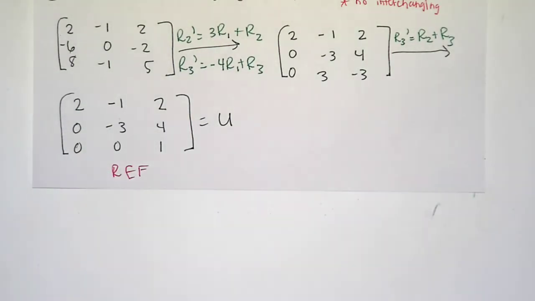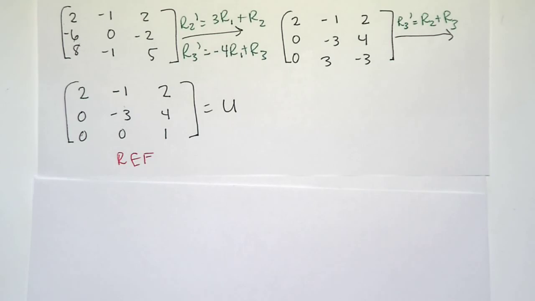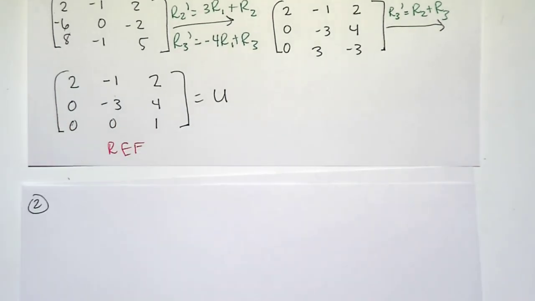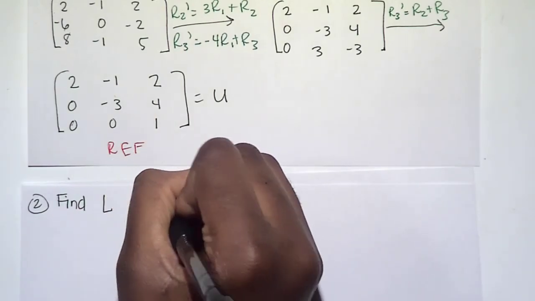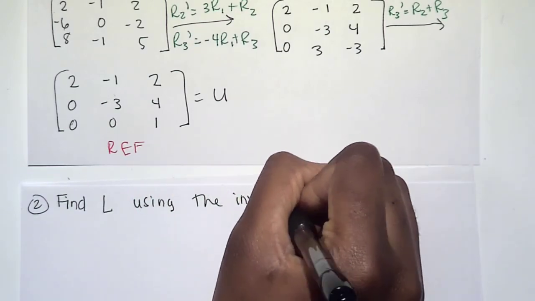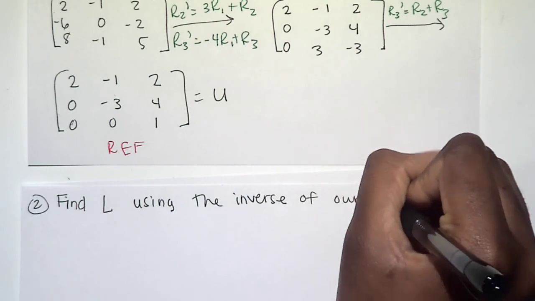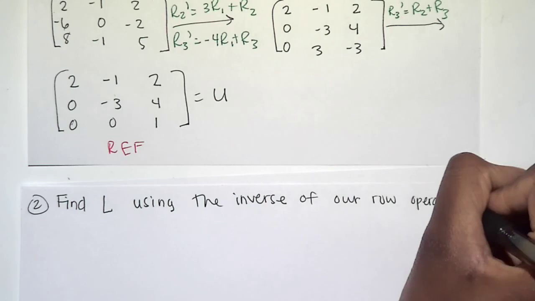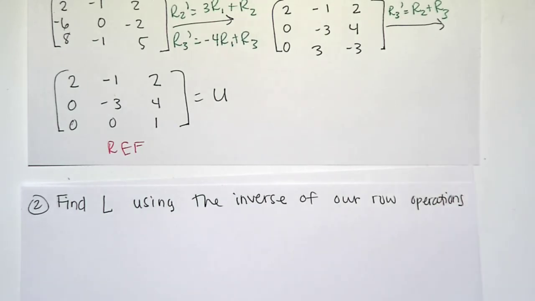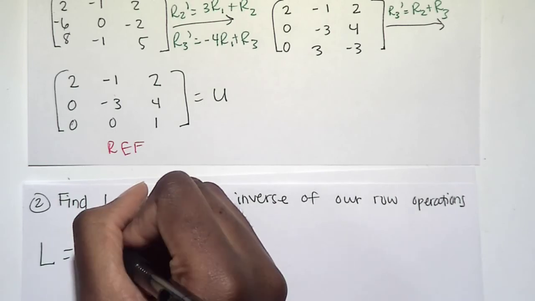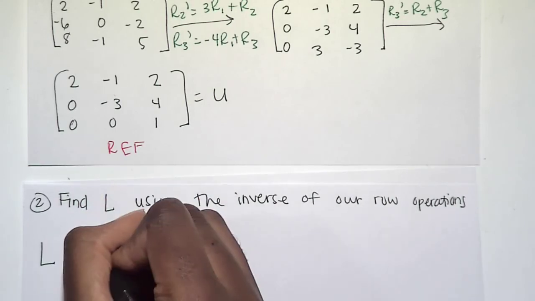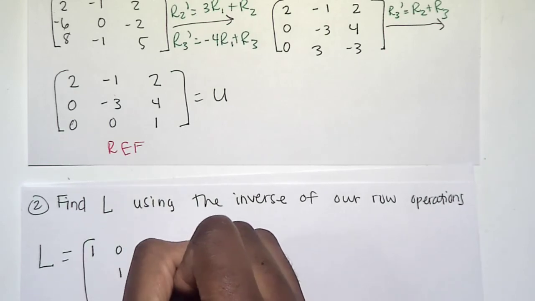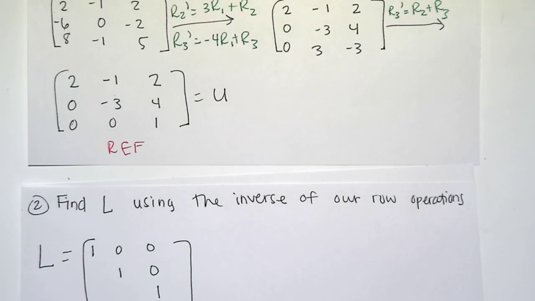Move this out of the way. Second step, we got to find L. All right, so second step, we want to find L using the inverse of our row operations. Okay. Remember, L is going to be a lower triangular, so the stuff will be at the bottom. So I can already get a sketch of what it looks like, right? 1, 0, 0, 1, 0, 1. So we have to just fill in the other pieces.